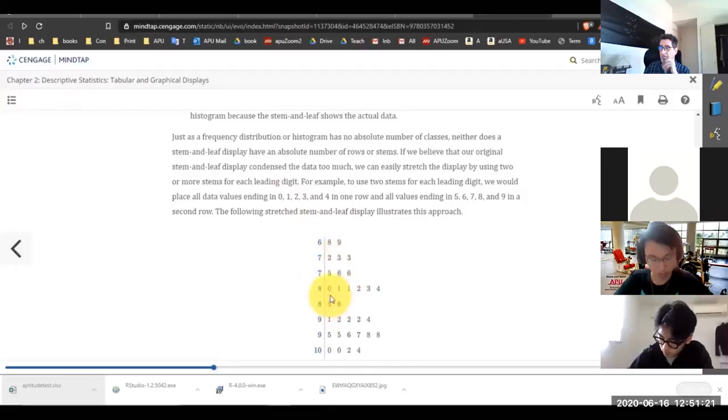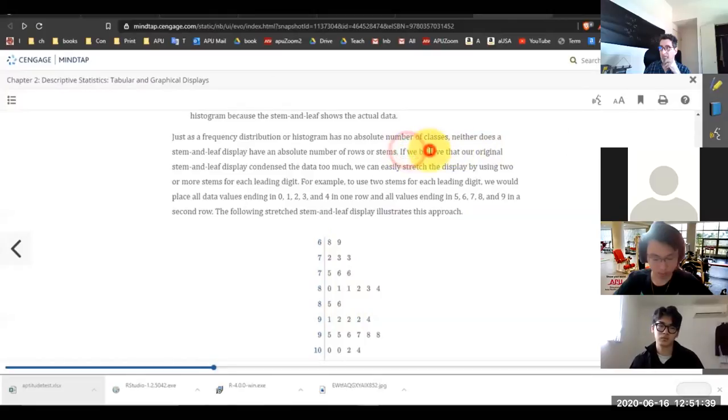And then 80, they also split up. So this is from 80 to less than 85, and this is from 85 to less than 90. Okay, so you could split it up like this as well. So they say, if we believe that our original stem and leaf display condensed the data too much, we can easily stretch out the display by using 2 or more stems for each leading digit, like this.